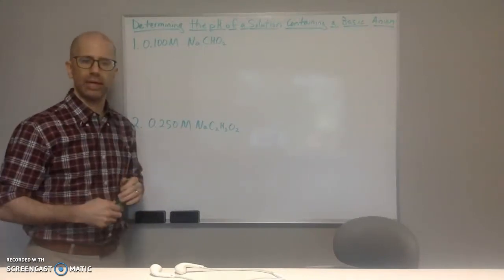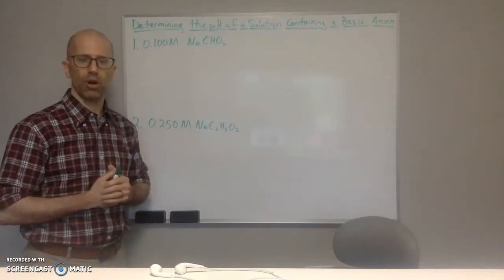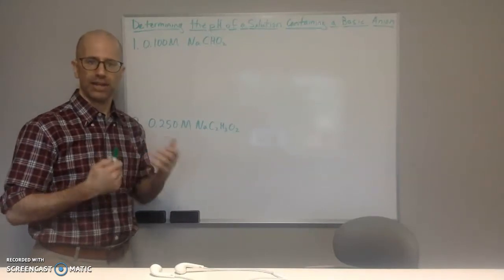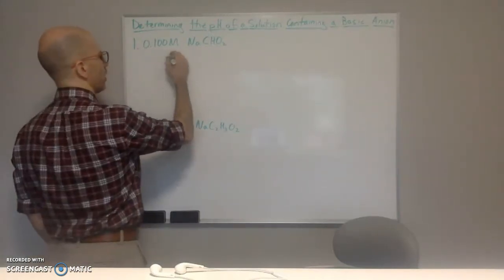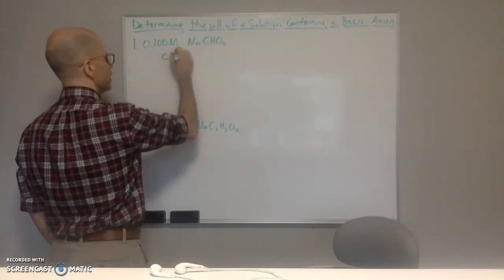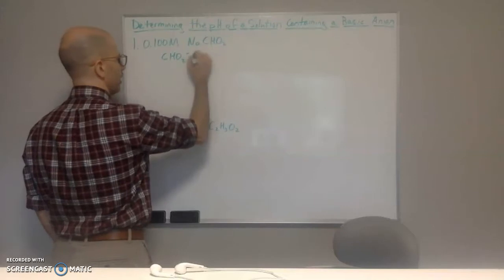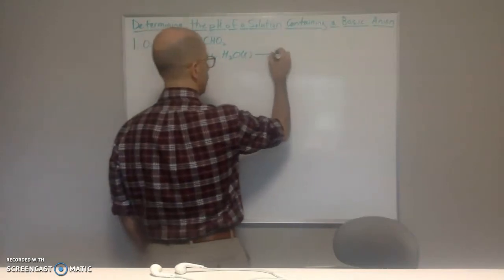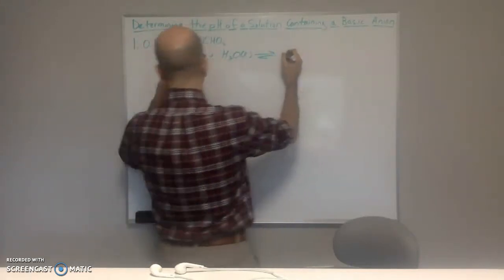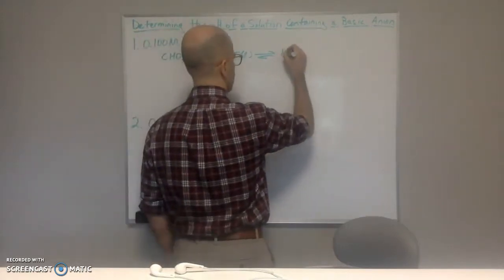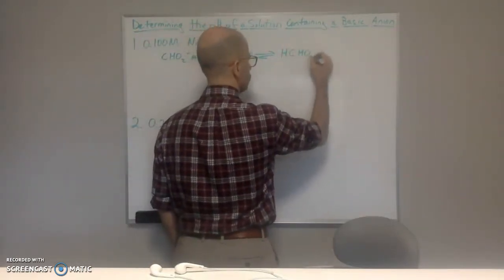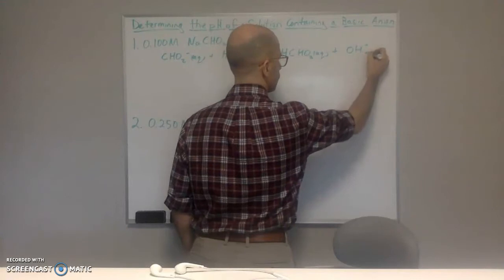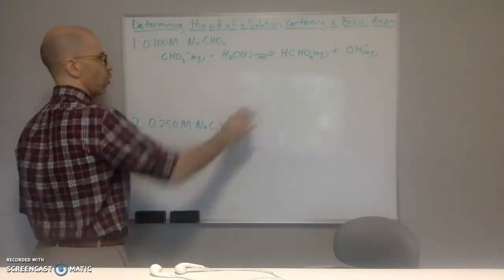So the first thing you want to do is write out your equation, and you're going to have also your ICE chart. So right away, you have CHO2 minus aqueous plus water, H2O liquid, and that's going to go to, so this is going to take a hydrogen from water, so you're going to have HCHO2 aqueous plus OH minus aqueous. So it's all a 1-to-1 ratio.